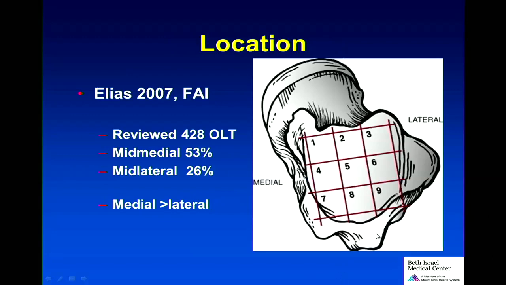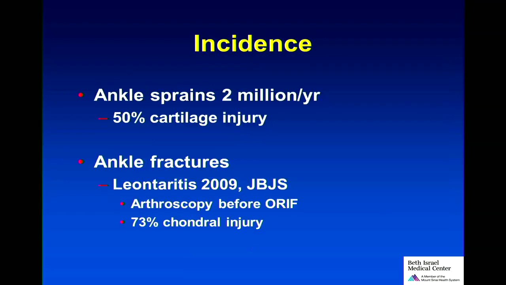Elias looked at the dorsal talus and divided it into 9 different zones, and his findings were that most were medial, and the most common spot was the mid-medial, followed by the mid-lateral, which was a little different than the characteristic anterior lateral and posterior medial that had been previously described. So these are quite common. If we estimate that ankle sprains occur 2 million a year, it's thought that almost half of these have some cartilaginous injury. Leontaritis scoped ankle fractures before fixating them and found 73% of them had an osteochondral lesion.